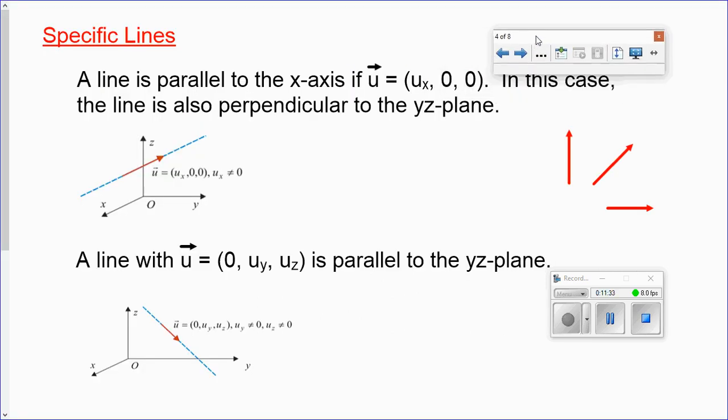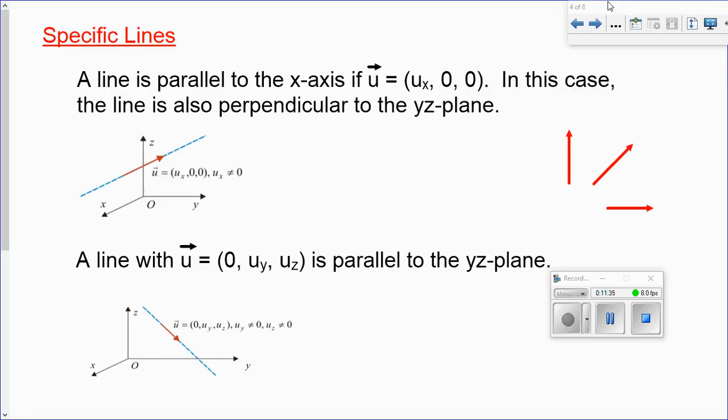Okay, so some specific lines I've got. Lines that are parallel to the x-axis have a component in the direction vector in the x, and the others are 0. That's when it's parallel to the x-axis. It means that it's perpendicular to the y-z plane.